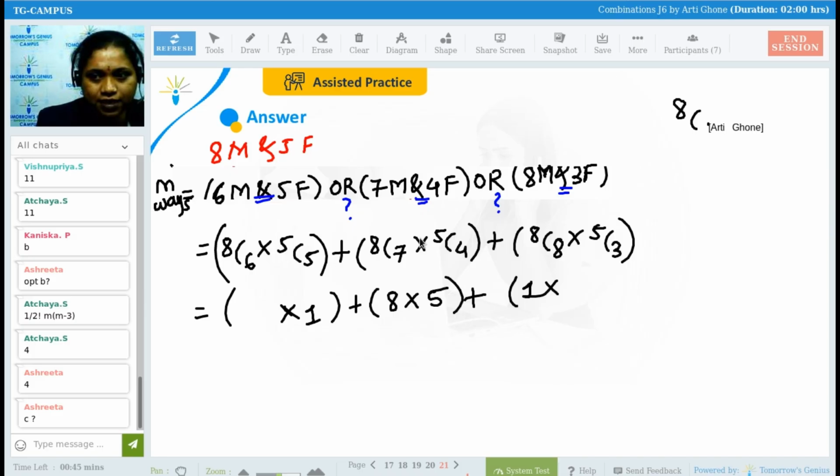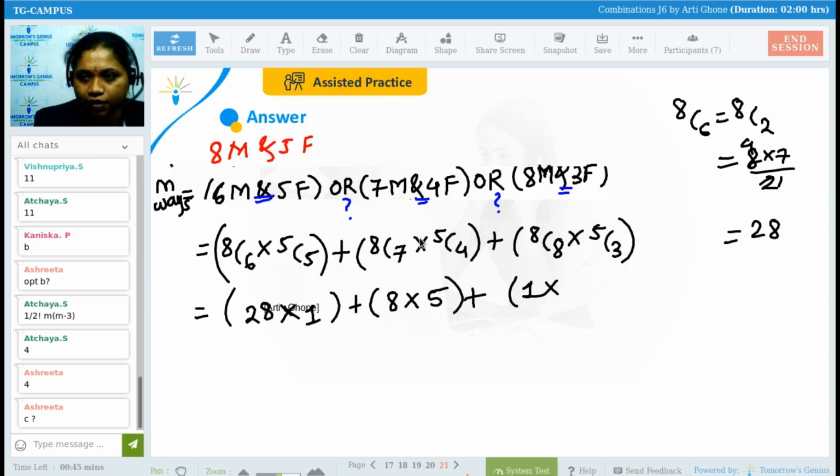What is the answer of 8C6? Directly, 8 and 6 have a difference of 2. So it is 8C2. First thing, you have to quickly know these things in your mind, that it is equal to 8C2. And it is nothing but 8 into 7 upon 2. So it is 28. Right?